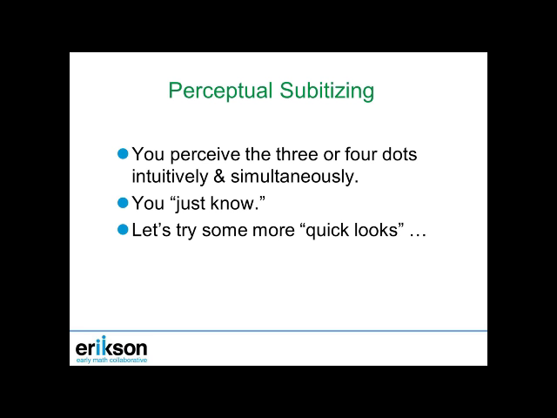So this is what we call perceptual subitizing. You perceive the 3 or 4 dots intuitively and simultaneously. You just know. We can do that with 3 and 4. Our brains seem to be primed for that, and we can all do it pretty easily as long as the dots are not overlapping each other and we can see them separately. We're going to try a couple more, and they are in fact going to get a little bit more complicated. So here we go.